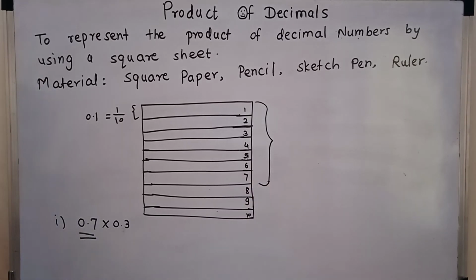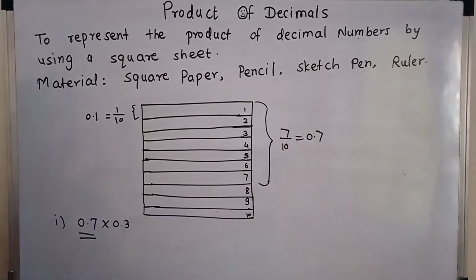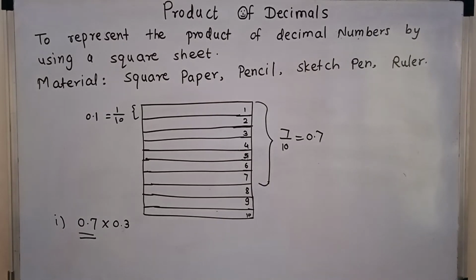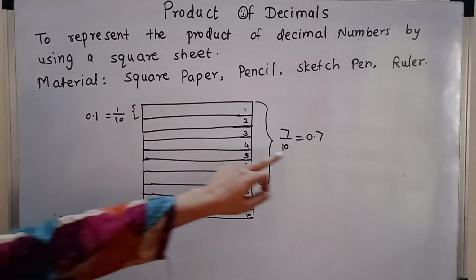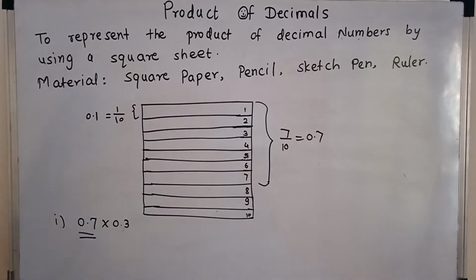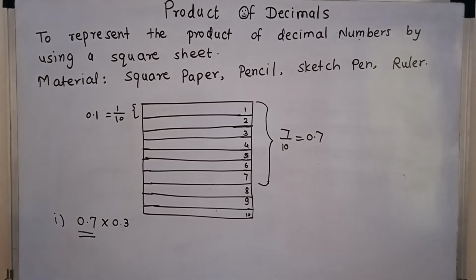First of all we need to choose 0.7. How can we choose 0.7 over here? Obviously we can see this is 0.1, it means one line out of 10. So we need to choose 0.7, so we will choose 7 lines over here, that is this much. This represents 7 lines out of 10 lines, and this can be written as 0.7.